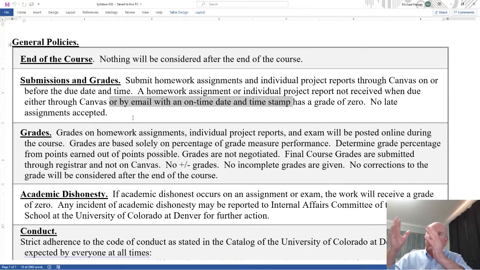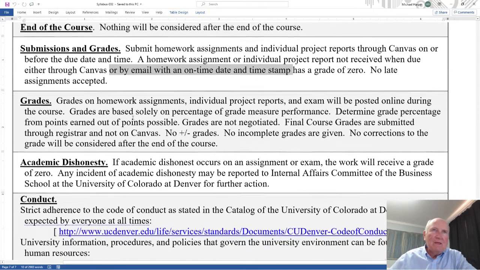But if I see a 0 on Canvas and I see an email with either your homework submission with all the answers or your report, but that's time and date stamped before they are due, I'll go ahead and accept them. Okay, but if they're after the due date and time, I won't accept them. So just because you submit it says you have it, no, it's after the due date and time. I'm very strict with that.